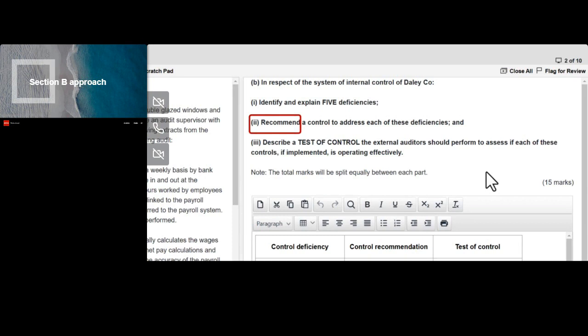The next one is looking at recommending a control. So it's 1 command this time, and so we're looking for 1 to 2 sentences typing your action that the client should carry out to improve that part of the system. And then finally in dotty 3, it says describe a test of control. 1 command again, but describe means detail. Remember, all procedures, including tests of control, need to have an action, a source, and a reason for doing it.